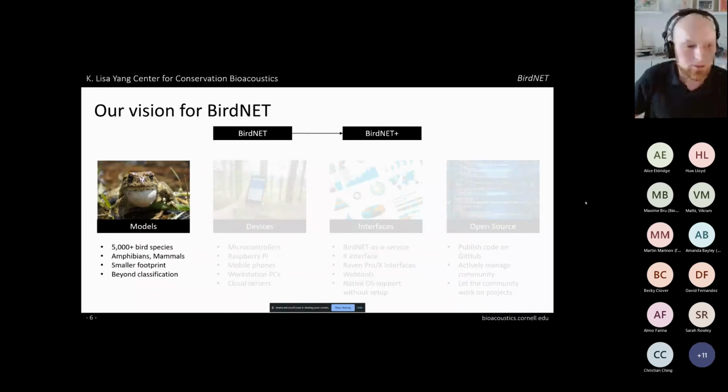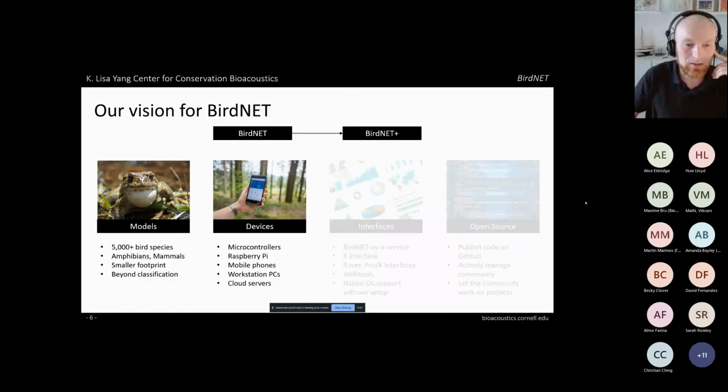Of course, we always want to improve the models that we provide. We want to go up to 5,000 bird species. We want to add amphibians and mammals to it. We want to have a smaller computational footprint because we want to go on embedded devices, and we also want to go beyond classification, more towards representation learning to do similarity search. We want to support a bunch of devices actually. Right now, the most common one, the one that most people are familiar with, is the app.